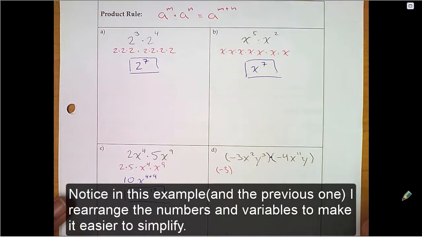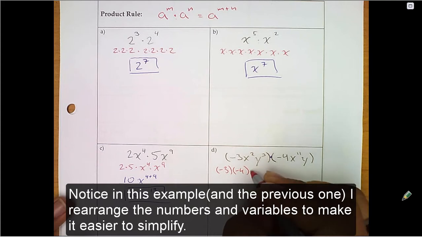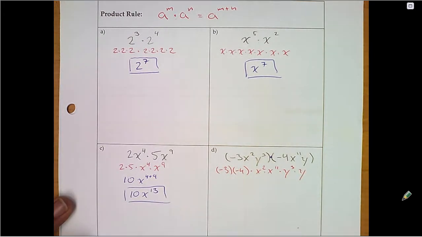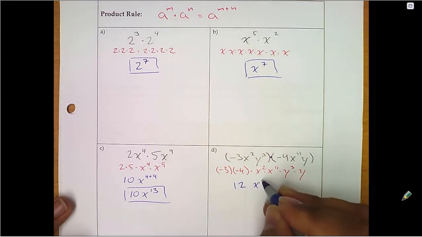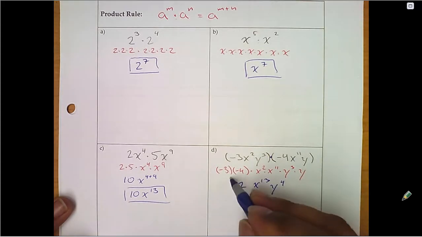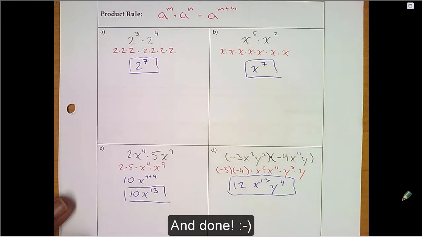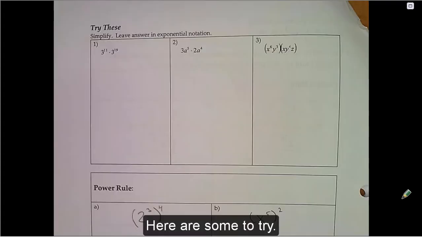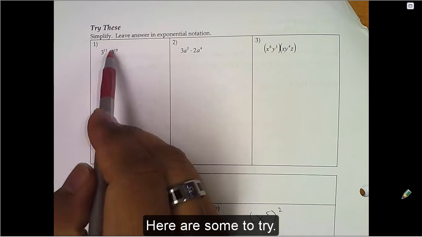Notice in this example and the previous one, I rearranged the numbers and variables to make it easier to simplify. And done. Here are some to try.